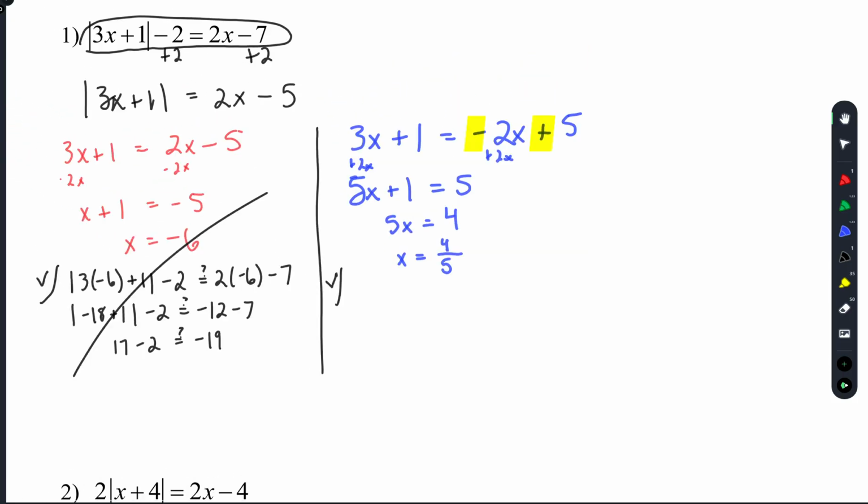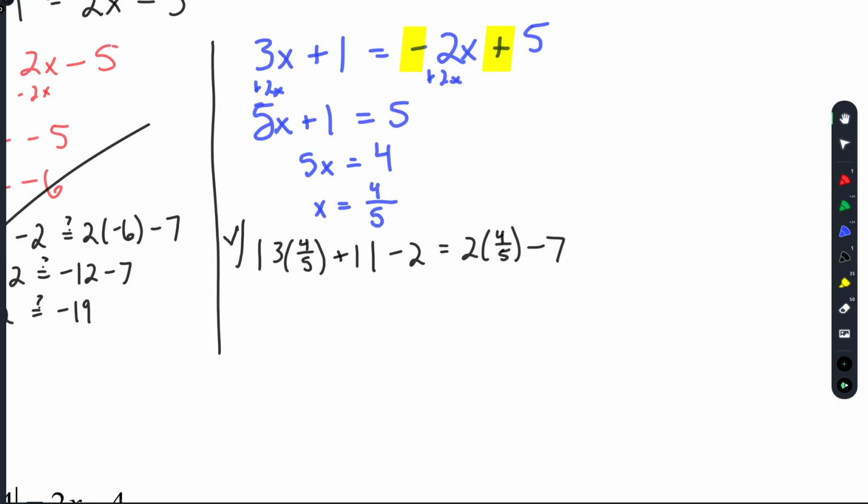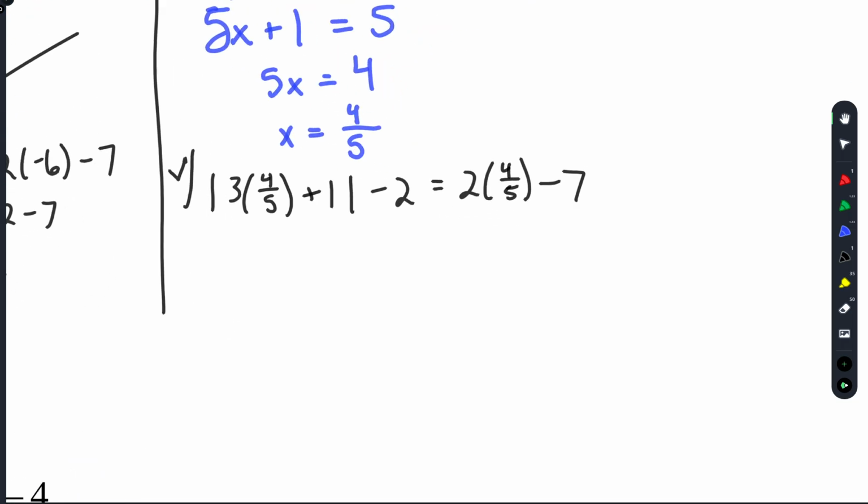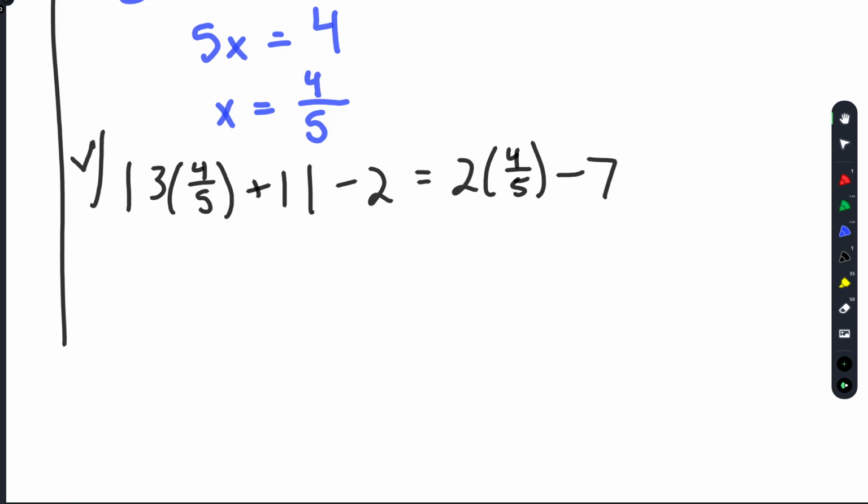That's my favorite, the fraction. Yay. So I'm going to plug in 4/5: absolute value 3 times 4/5 plus 1 minus 2 equals 2 times 4/5 minus 7. Again, guys, plug it into the original equation, the one with the bars.